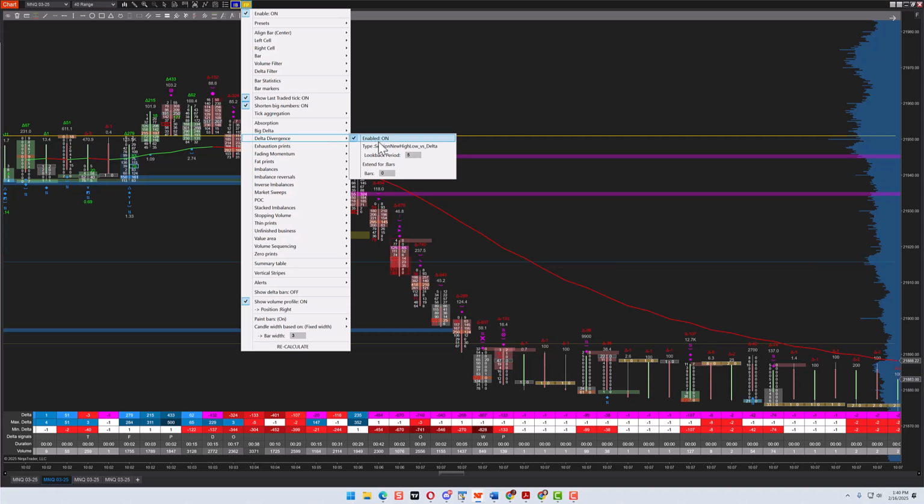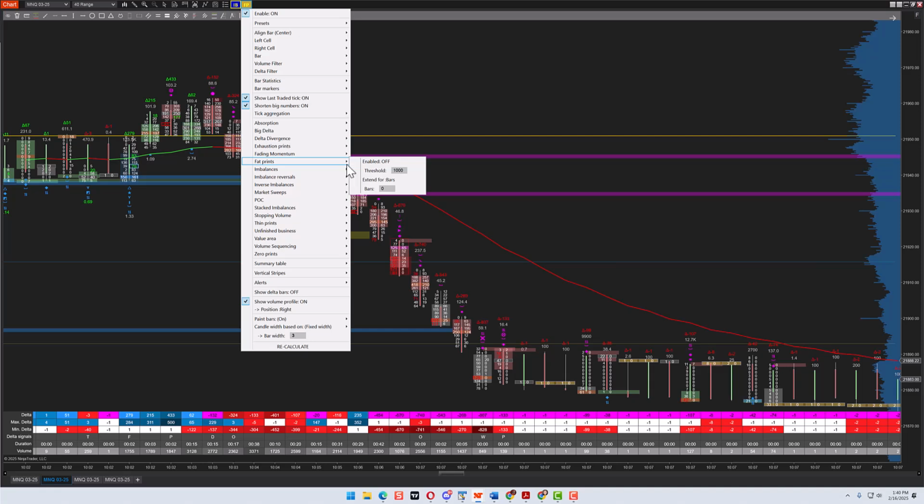You're going to see delta divergence. No reason to not turn it on. Exhaustion prints, I absolutely want that turned on. And I want to extend it for a couple of bars, here's one right here, just so again, at a glance, I can see what's happened there. Fading momentum, yeah, I'm going to get a little snowflake when I see that. We saw some earlier. So why would I not turn that on? Extend it for a couple of bars.